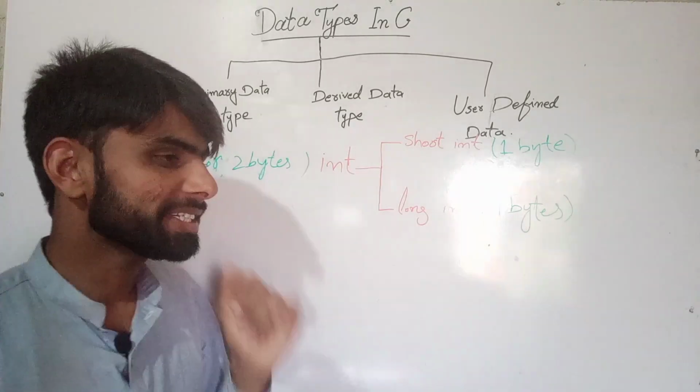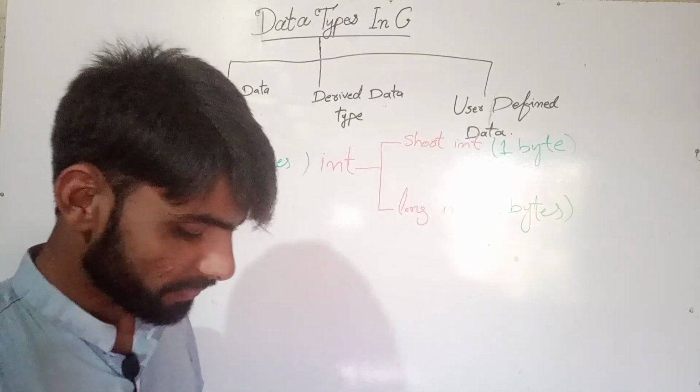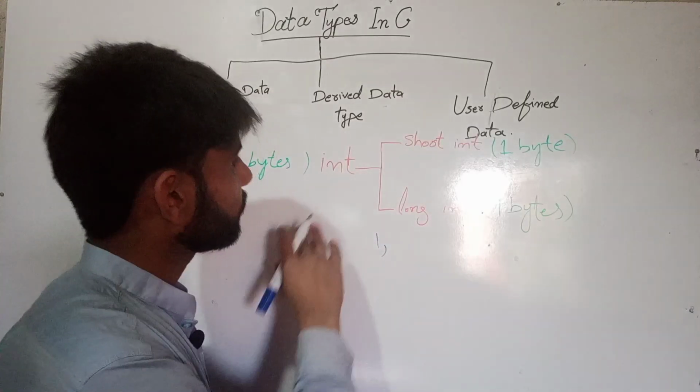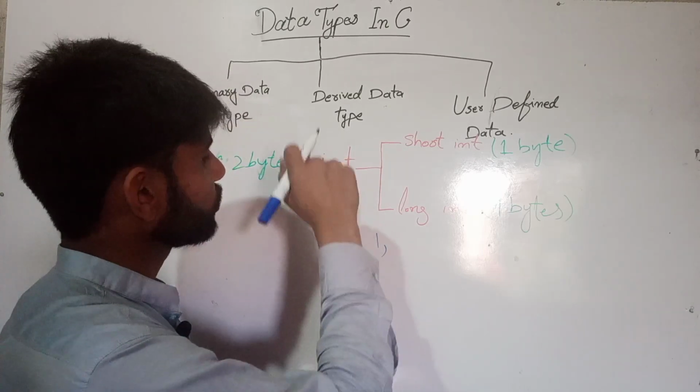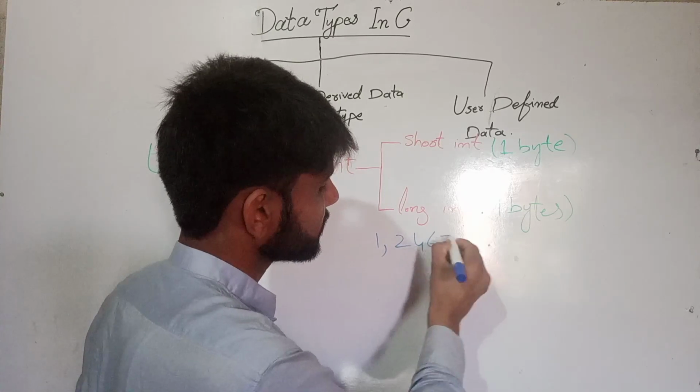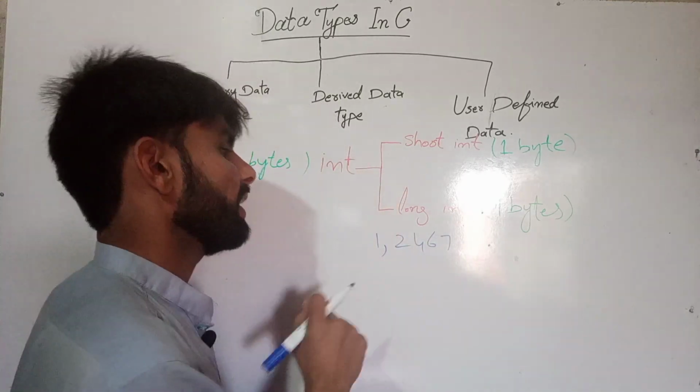The next thing is the range of data types. What is the range of data types? For example, if we store 1, it will be stored in the int data type, right? If we write 2, 4, 6, 7, they will be stored in the data type.